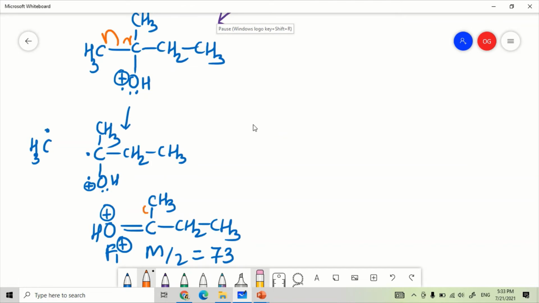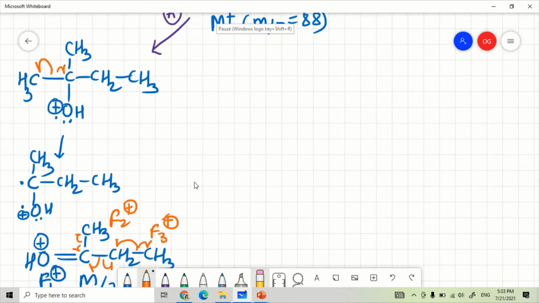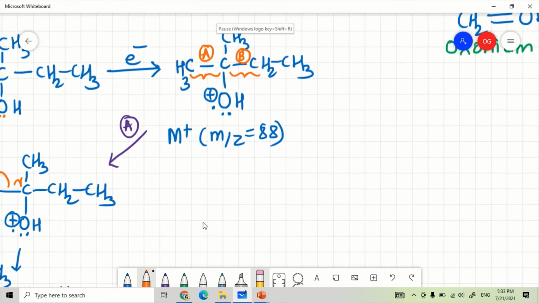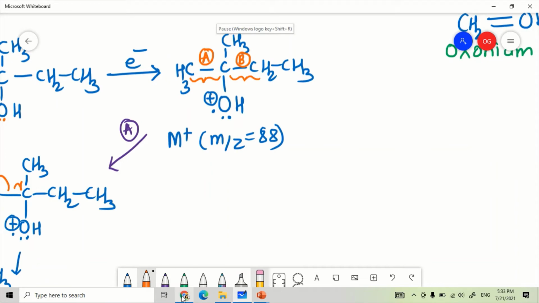And yes, you can further carry out the fragmentation here also, not a problem. Maybe F2+ will be formed. You can carry out the fragmentation at this place also, maybe F3+ will be formed. And why leave this place? At this place also it may occur, F4+. So such further fragments can be formed from this particular molecular ion.